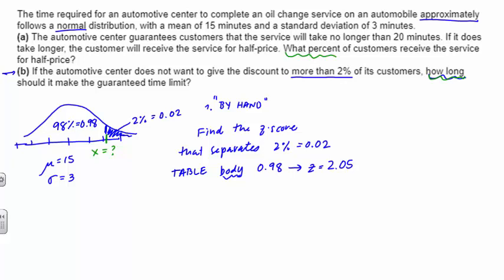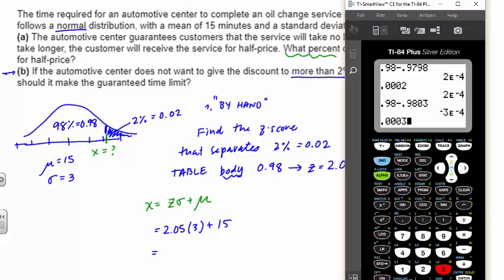Now that's a z-score, but we want an x value, so now we have to calculate the x value. The formula for x is that it's z times sigma plus mu, or z times the standard deviation plus the mean. The z is 2.05, the standard deviation was 3, the mean is 15. And this gives us a cutoff time of 2.05 times 3 plus 15 is 21.15 minutes.